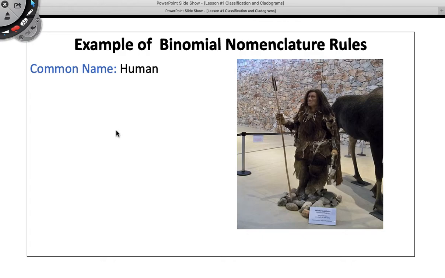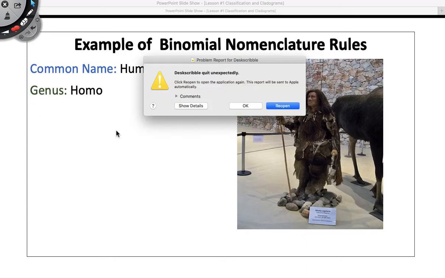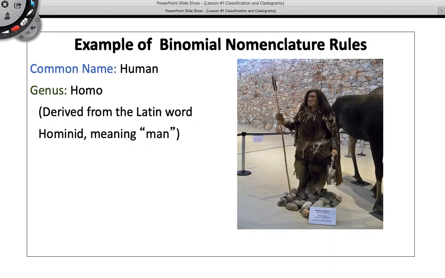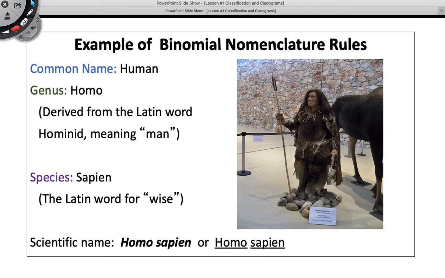So here's an example of a binomial nomenclature rule. Human would be the common name. Genus would be Homo, derived from the Latin word meaning hominid or man. And the species name for us is sapiens, meaning wise.